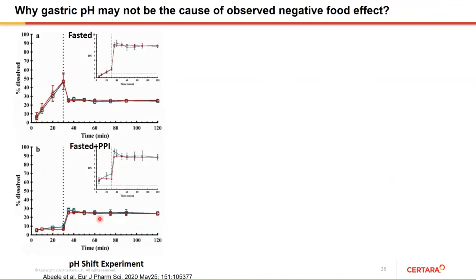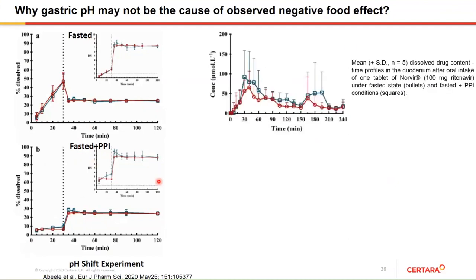So if the site of absorption is the duodenum or the small intestine, this plateau region should be the one governing how much of the drug is being absorbed. And this is kind of similar. So you should not see a difference in performance between fasted and fasted plus PPI because your concentration in the duodenum is kind of constant. And actually, they did observe this.